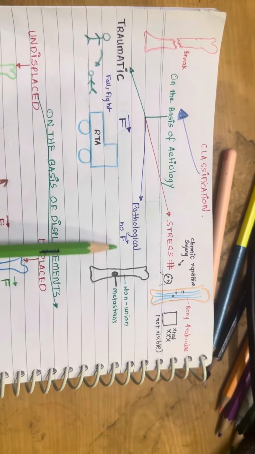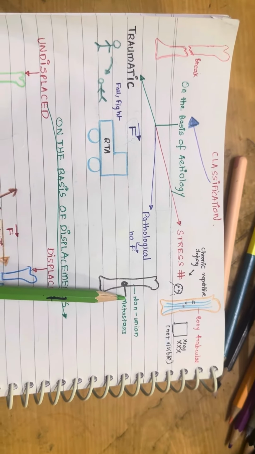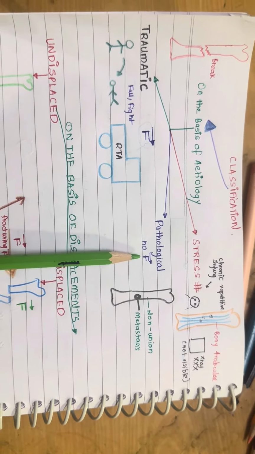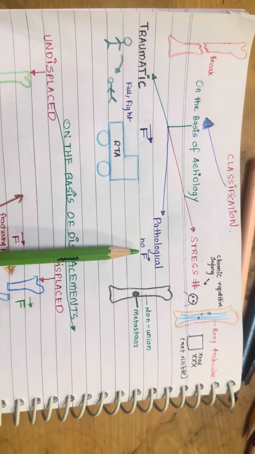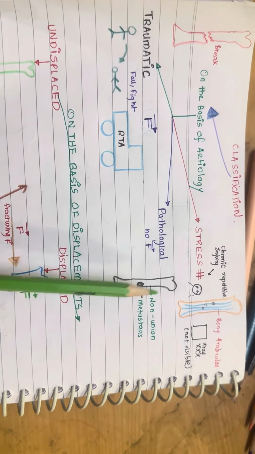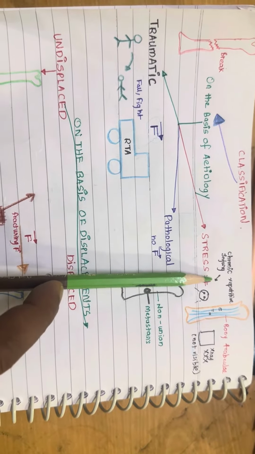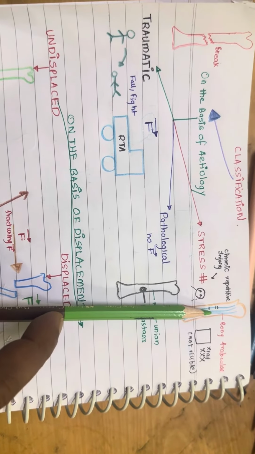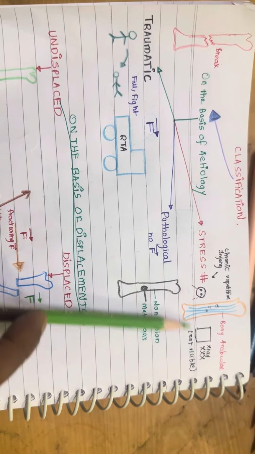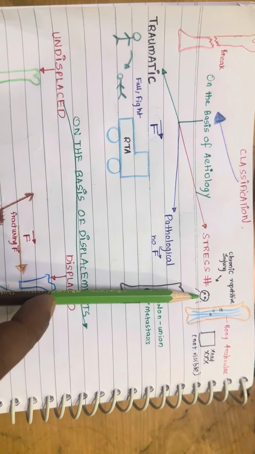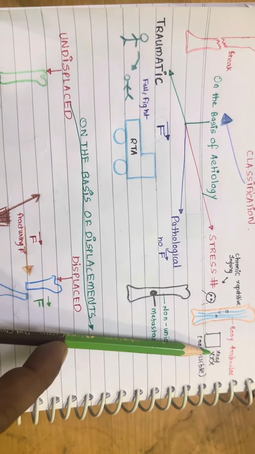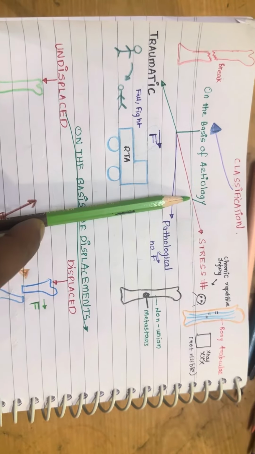Pathological is due to some diseases, like metastasis, and it will cause non-union. Only a very small force is needed to cause that fracture. Next is stress fracture, due to chronic repetitive injury. It causes a break in the bony trabeculae. The patient has the symptom of pain, but in X-ray it is not visible. This is on the basis of etiology.